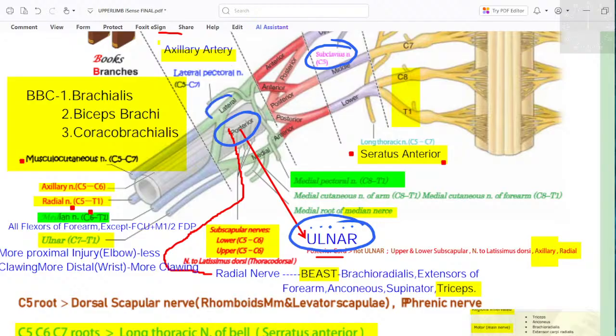Now, the lateral cord dividing into two. One branch going laterally, one coming medially. The branch which is going laterally is the musculocutaneous nerve, one of the very important nerves for the upper limb. Musculocutaneous nerve, root value cervical 5-7.